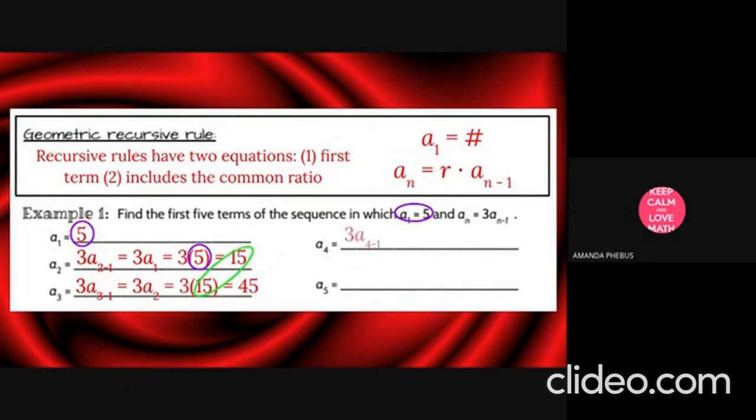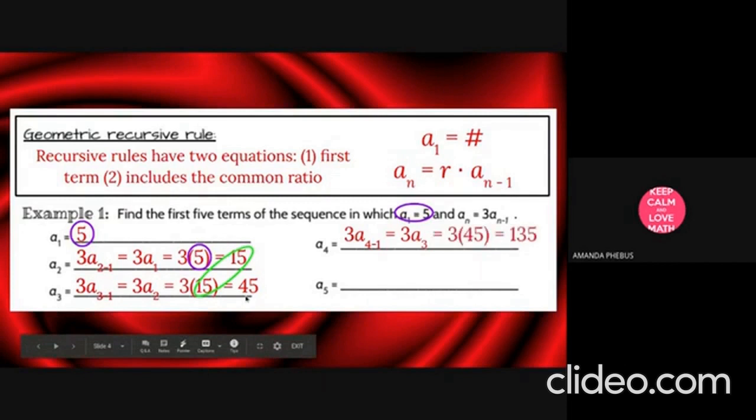All right, a sub 4 equals 3 times a sub 4 minus 1. So we're plugging in a 4 for our n's. And then we're going to simplify that 4 minus 1. That's 3 times a sub 3, sorry. And a sub 3 was that last number that we found. A sub 3 is 45. So we're going to have 3 times 45, and that's 135. And yes, those 45s are the same 45s.